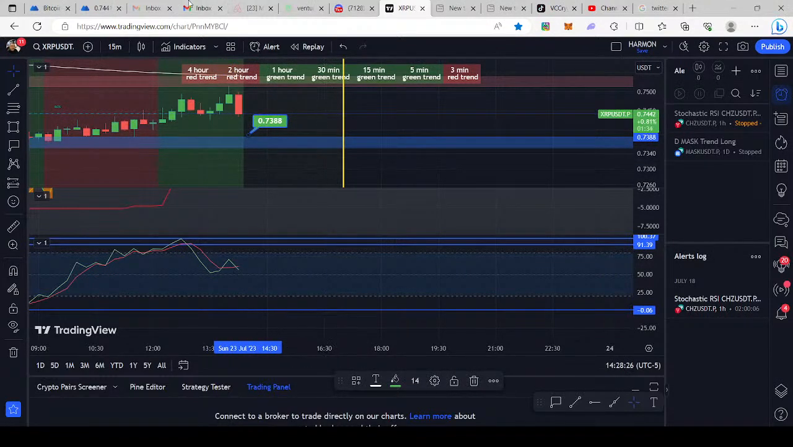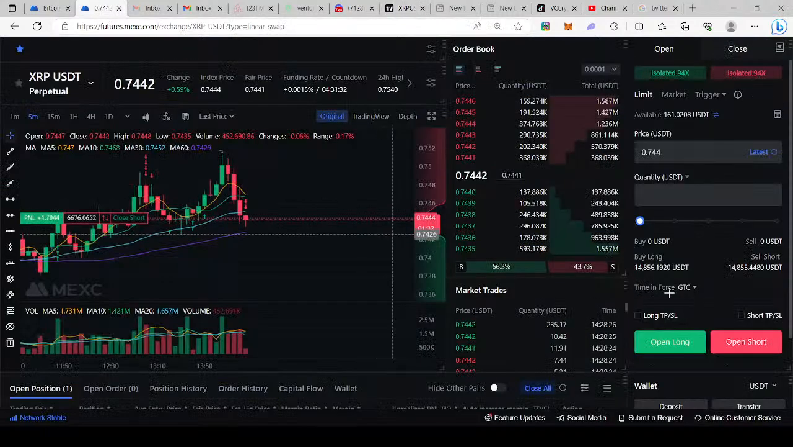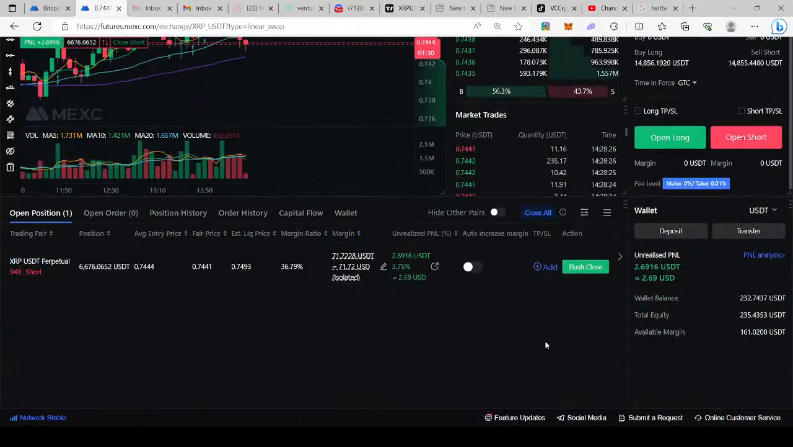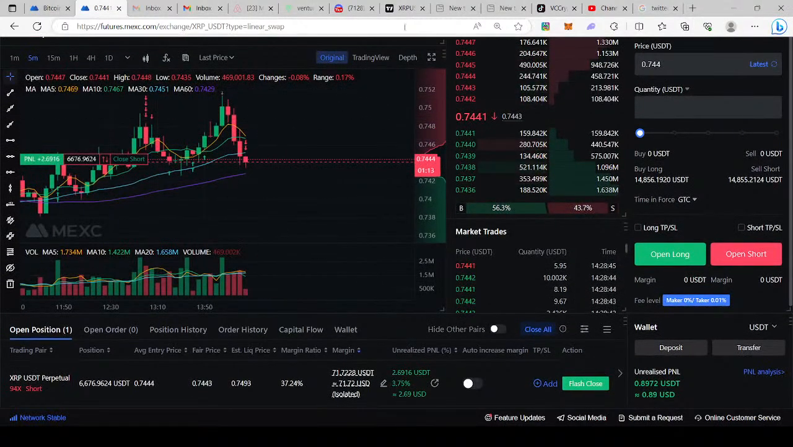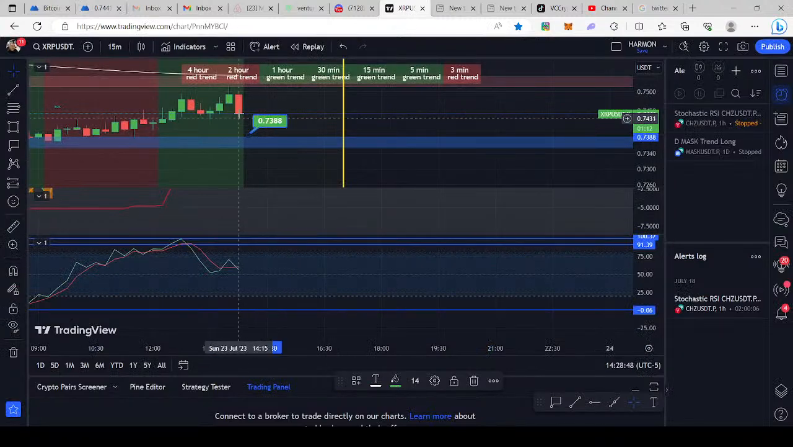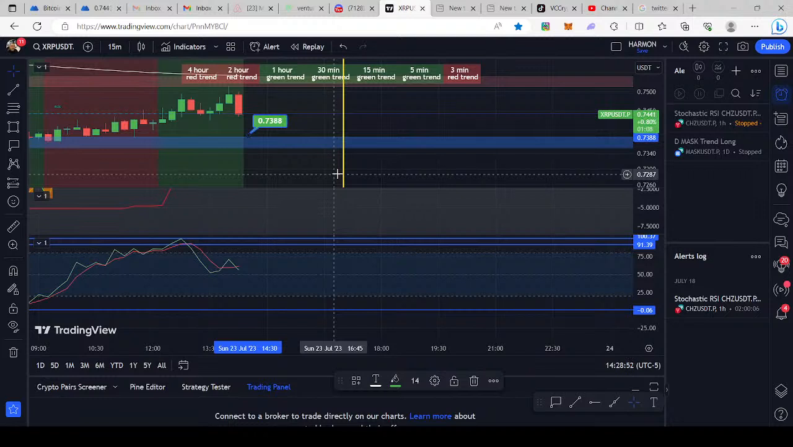So let's see where we're at right here, guys. All right, there we go. So we got our short position. We're doing a 94X on XRP. And we have our $70 bag in there right now. All right, there we go. Now we're just gonna let XRP do its thing, right? We're gonna let this hourly play out, and that's how you track a trend, guys. That's simple.